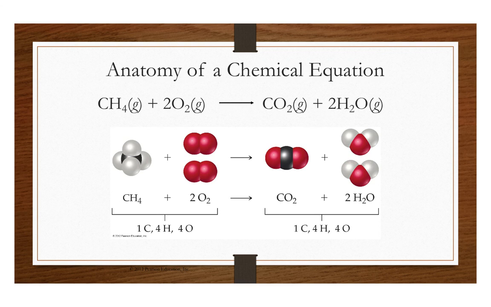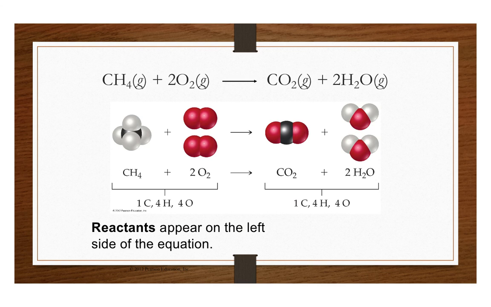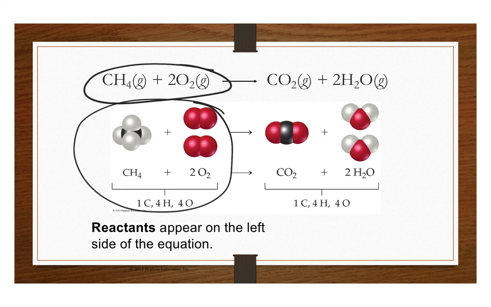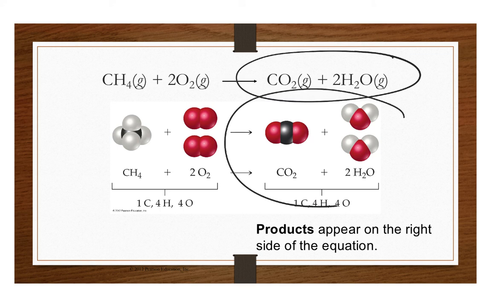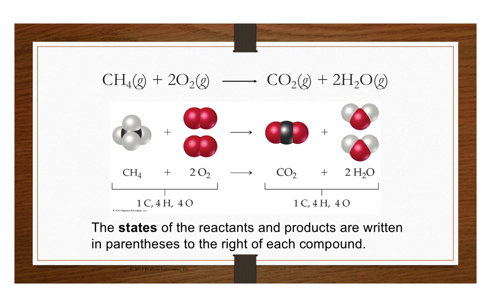In a chemical reaction equation, we have very distinct separate parts. First of all, we have the reactants. Those are the things that appear on the left side of the equation, or in other words, they are the chemicals that we have before the reaction. We have products that appear on the right-hand side of the equation, or the chemicals that appear after the chemical change has occurred.